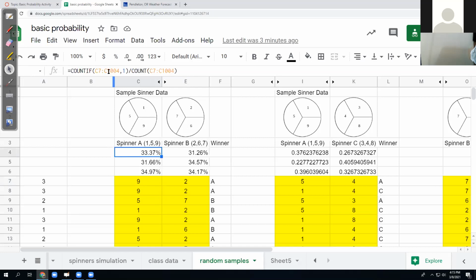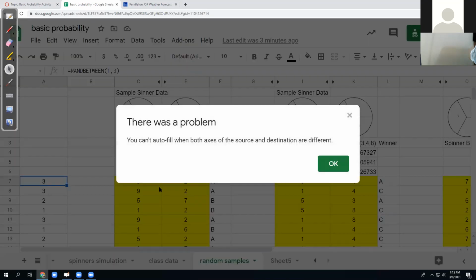And I have about 1,000 trials going on here. The first few rows here, remember, are other stuff. So it's not actually 1,004 rows, but they're close. And then if I reshuffle, can't do it.